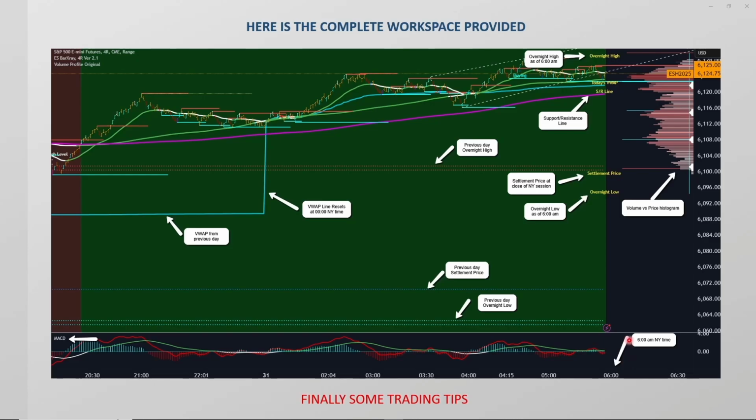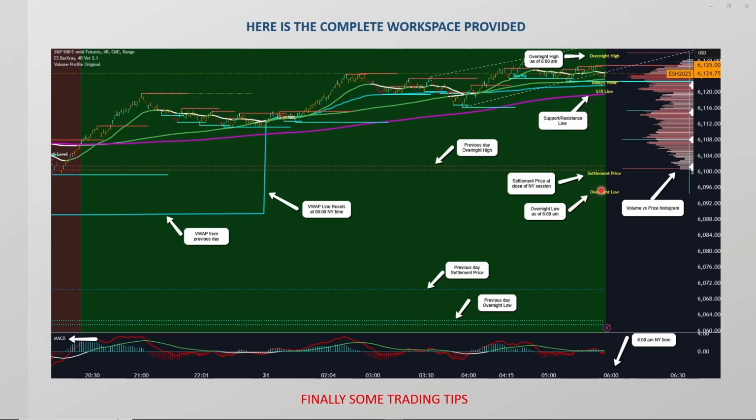Before this is 6 o'clock in the morning, New York time. So you will see the previous day overnight low, previous day settlement price, and previous day high price, all will be shown, so you have an idea of where the market is trading. The new settlement price will be this one right here. This one doesn't move because this settlement price will be the closing price of the previous day at 1600 hours New York time.